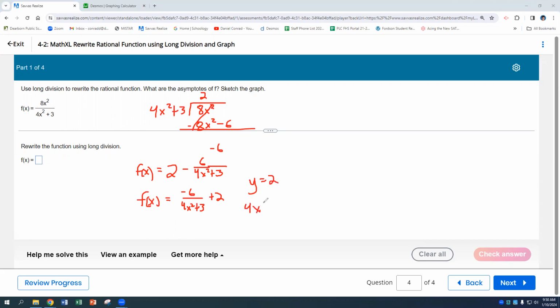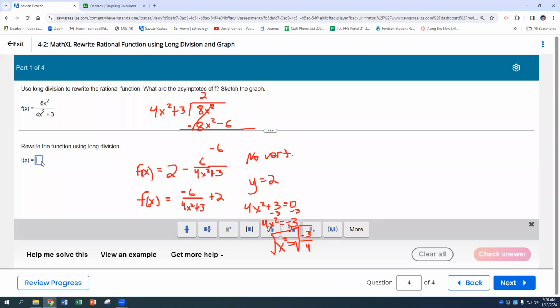Vertical asymptote, I need to set the denominator equal to 0. It looks like this one's going to be the exact same thing. So we get 4x squared equals negative 3, right? You subtract 3 on both sides. When you divide by 4, you get x squared equals negative 3 over 4. So when you take the square root of that, we get an imaginary number because of the negative. So there's going to be no vertical asymptote.